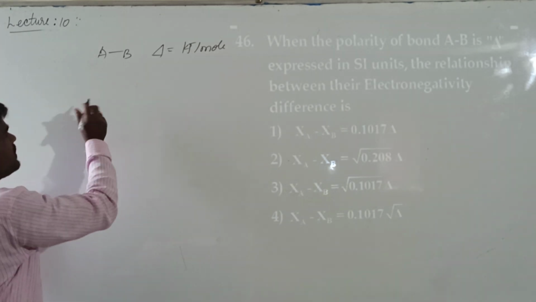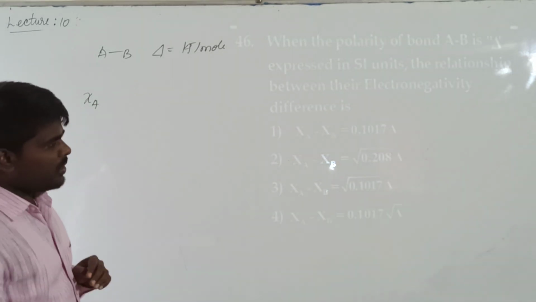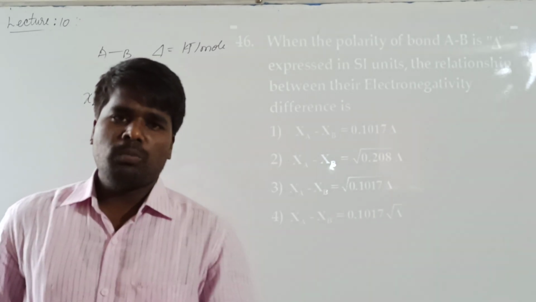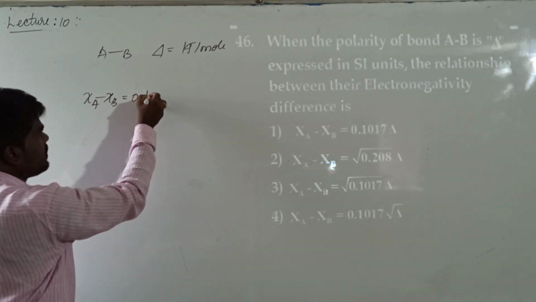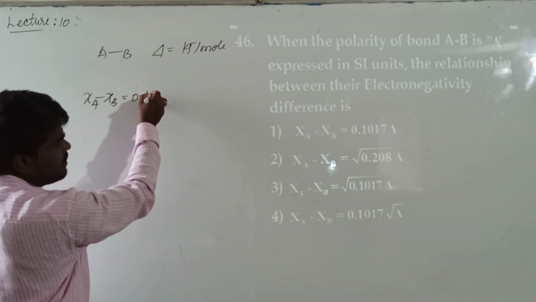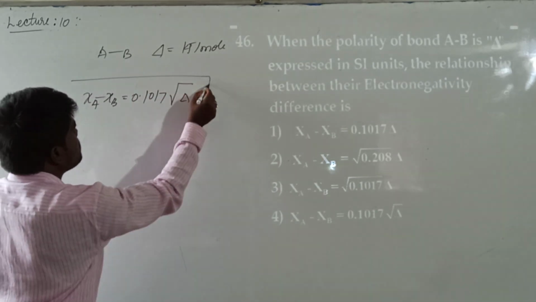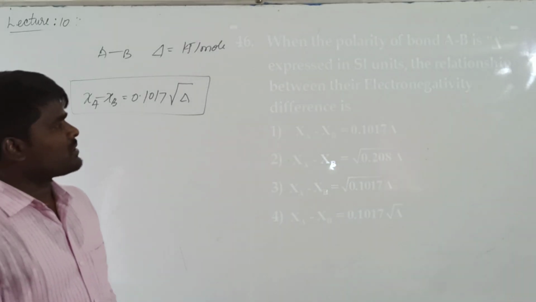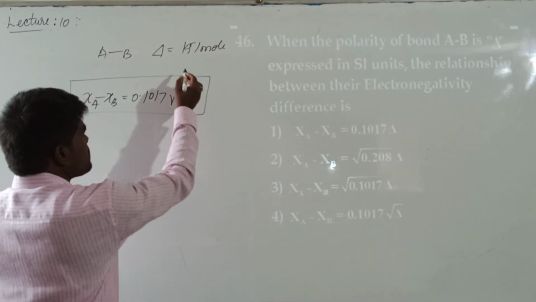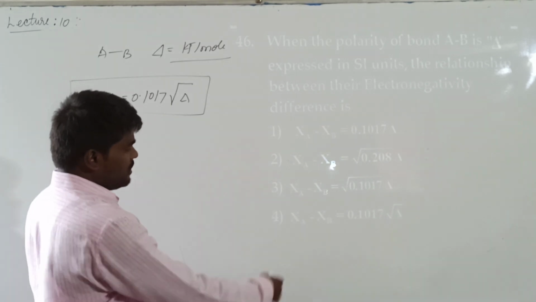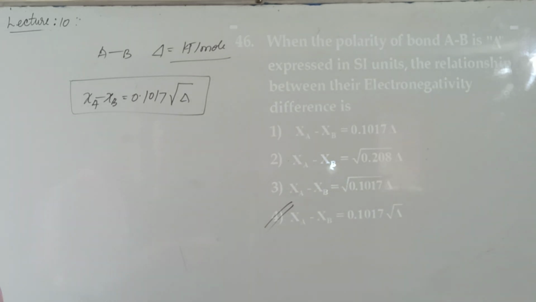Here, the electronegativity difference will be equal to... This is already determined in the case of the Pauling scale. Pauling calculated the electronegativities from the bond energies. Now, chi A minus chi B will be equal to 0.1017 root delta. This is the formula to determine the electronegativity difference on Pauling's scale when bond energies are given in SI units. What is the SI unit? Kilojoules per mole. So this is your correct option. Hope it is clear. We'll move to the next question.